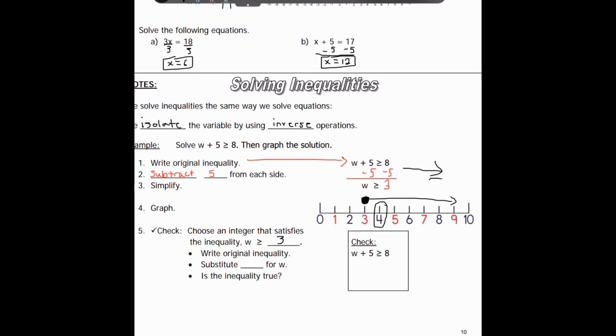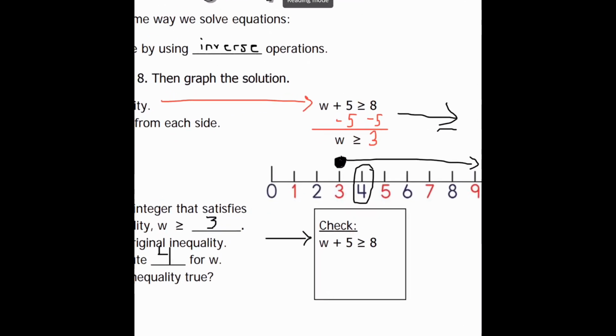So we're going to now write the original inequality for our check. We have done so. And we're going to substitute in that value that we know satisfies the inequality. So I'm going to substitute 4 in for W. So W is now 4. I'm going to rewrite everything else. 4 plus 5 greater than or equal to 8.